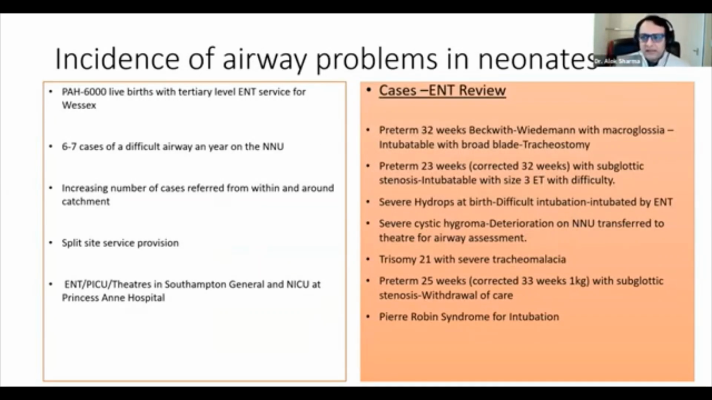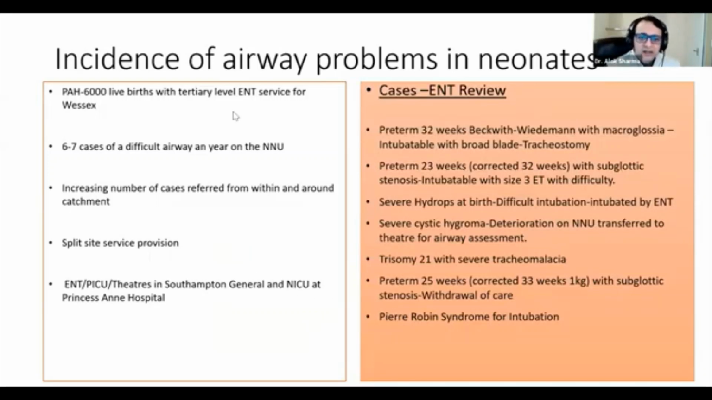Now, how common is this? So to give you an idea in our setup, we have about 6,000 live births in our level 3 center. We have 6 to 7 cases of difficult airway management every year on our neonatal unit. And the most common reason for that is it's usually a failed intubation attempt by a trainee, prompting escalation to a consultant, which then necessitates intubation by the consultant.